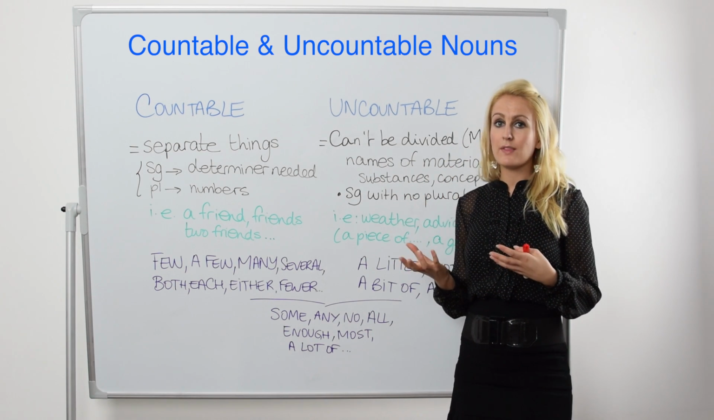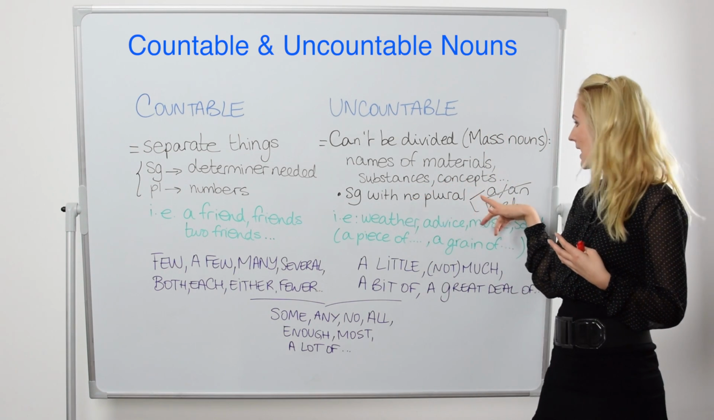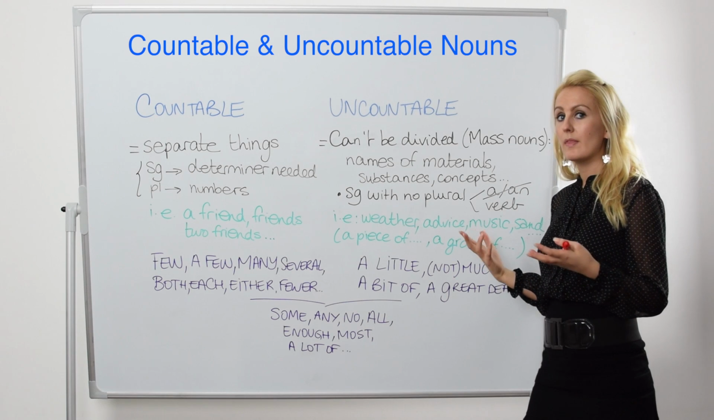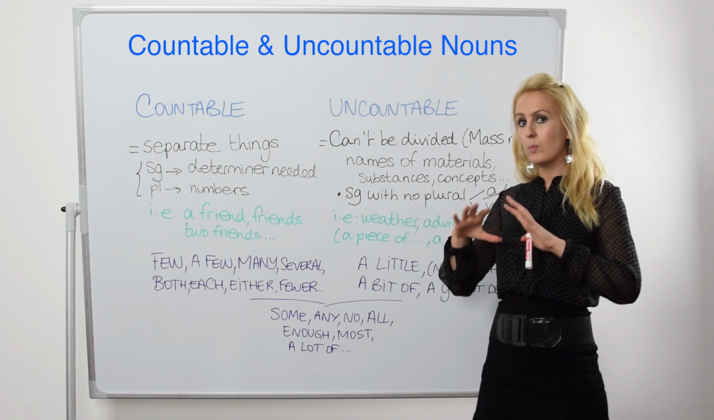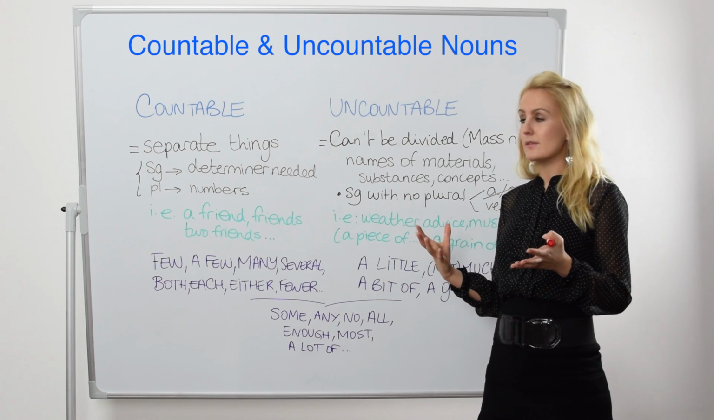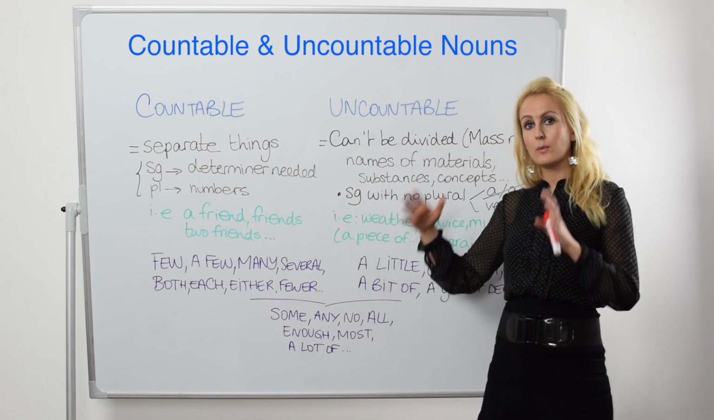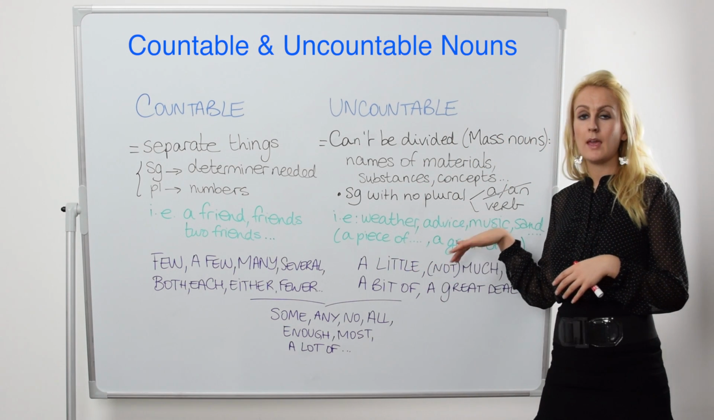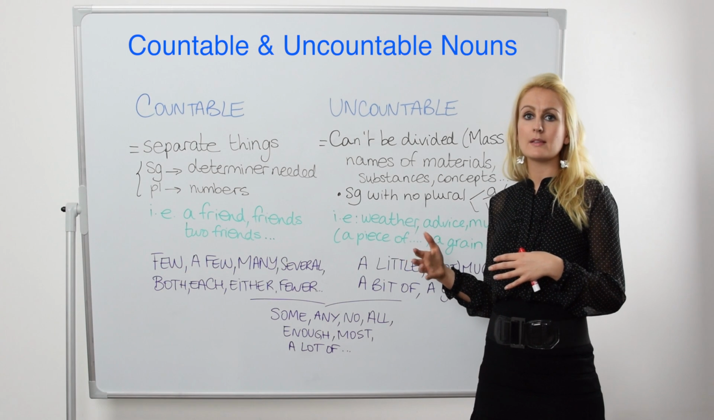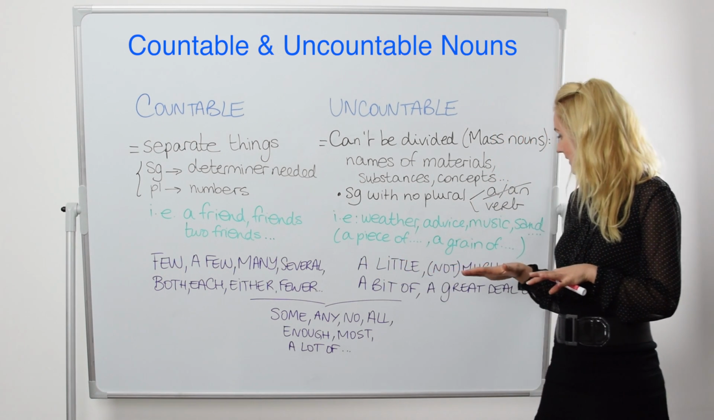So names of things, names of substances, concepts, materials, but they are considered mass nouns. You can't separate them. It's just one big block of something. So it could be the weather. You can't say a weather, weathers. You would say weather. You could say advice. His advice was good, but you can't say his advices were good. That doesn't work. It doesn't exist.